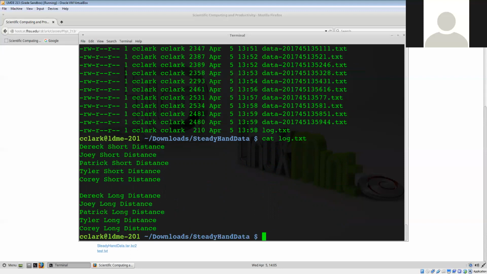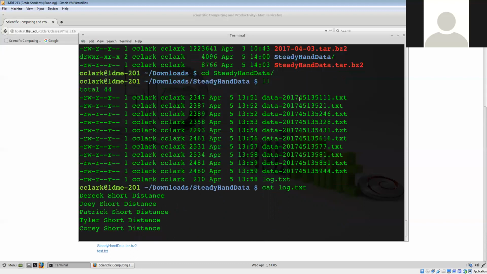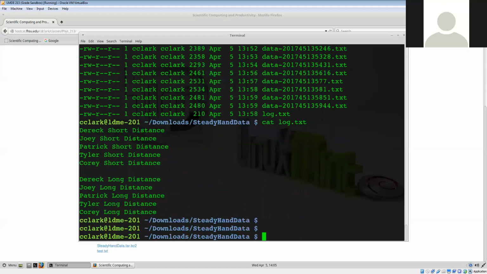Oh, wait a minute. So the short ones are first, long ones are next. This is going to be time stamped. I think what the deal is that it didn't zero pad the seconds. So this is 11 and this is 1, right? Because this is 51 minutes, 52 minutes, 52 minutes, 53, 54, 56. So they're all in the correct order, but this should be 01 if I would have zero padded that correctly. So let's just take a look at one of those.